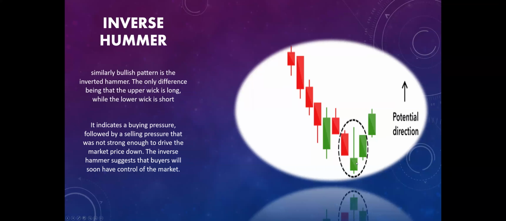With the inverse hammer, you always want to see the candle that follows it. You want to see at least a green candle closing above the half of the wick, which is right here. If this candle is followed by a green candle closing right here, this is not good. You always want to see a close above the 50% of the wick. As in this situation, it closed above the 50% of the wick.